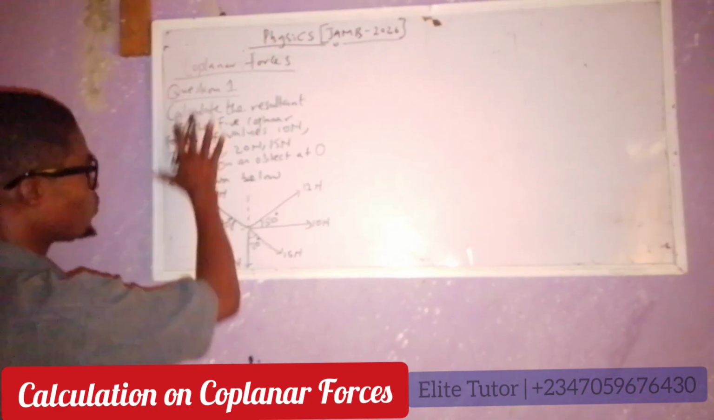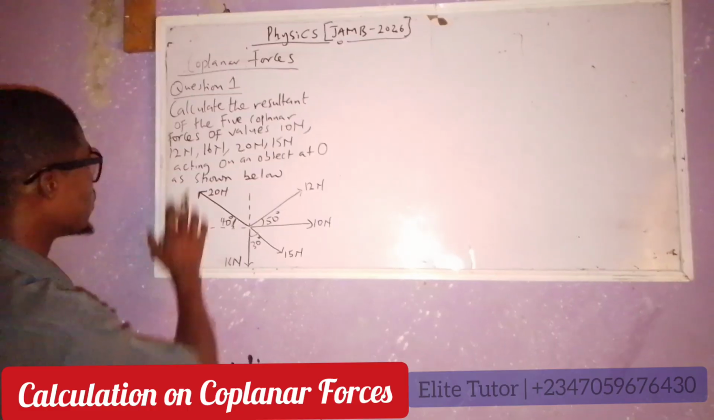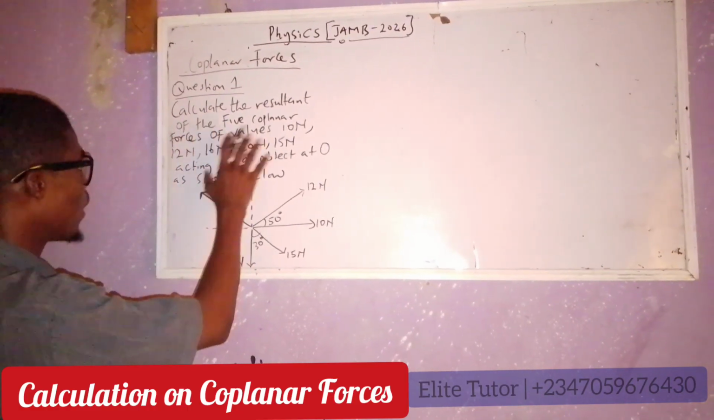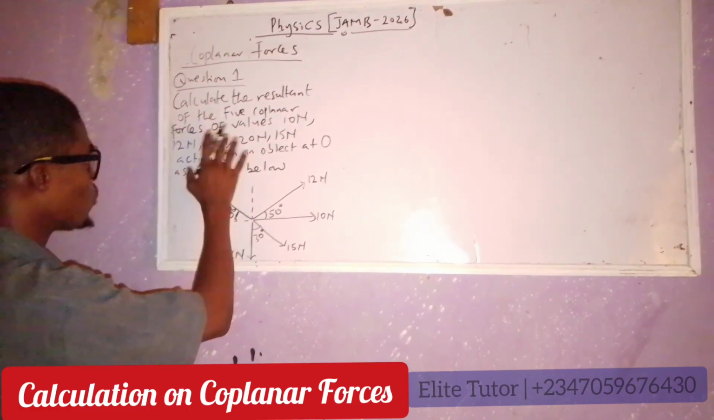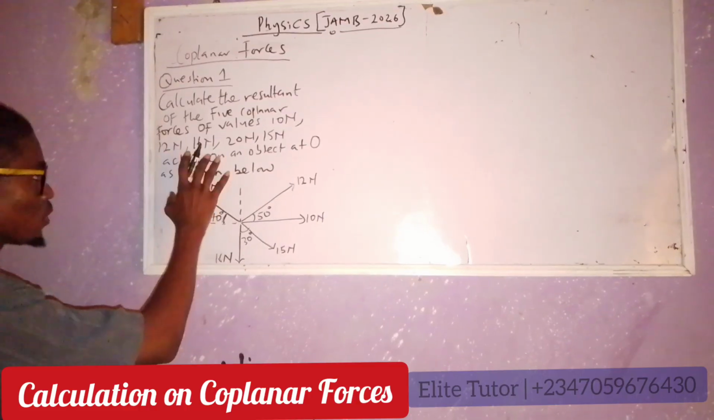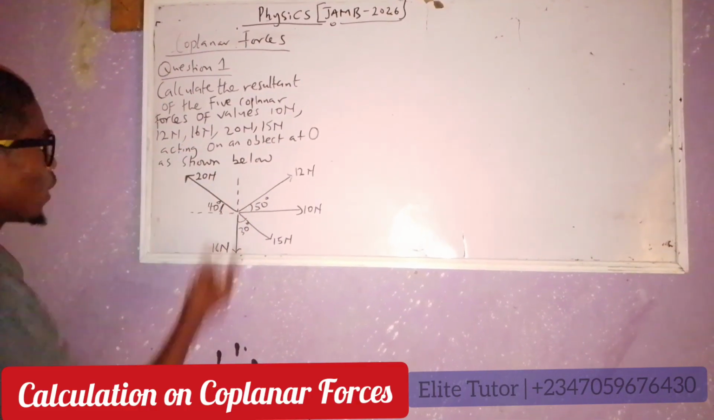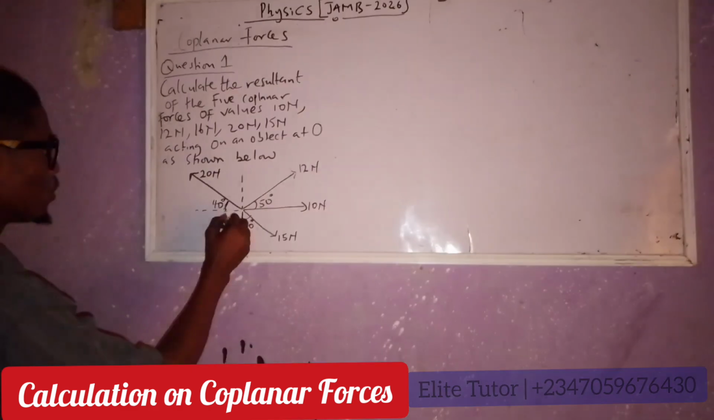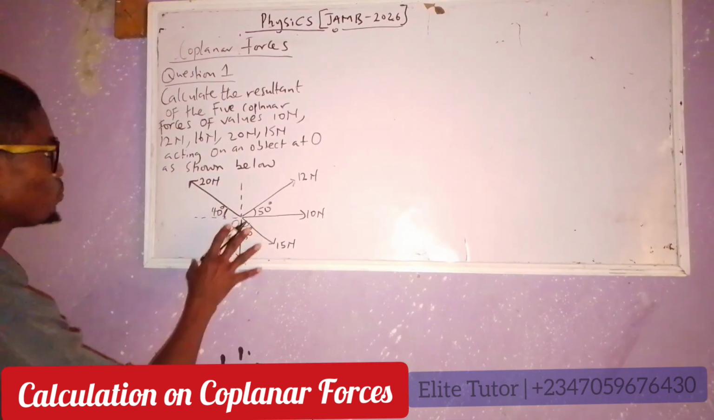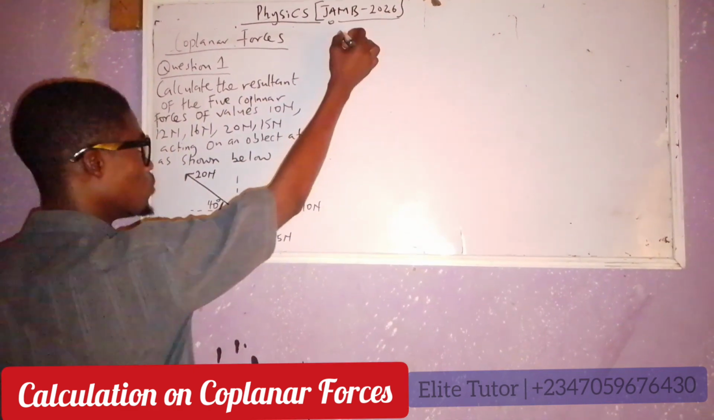Alright, so now moving on to these questions. This is a question based on coplanar forces. They said calculate the resultant of the five coplanar forces of values 10 Newton, 12 Newton, 16 Newton, 20 Newton, 15 Newton acting on an object at the origin, as shown below. So now we're going to be solving this question.